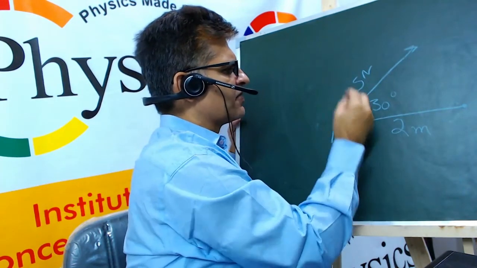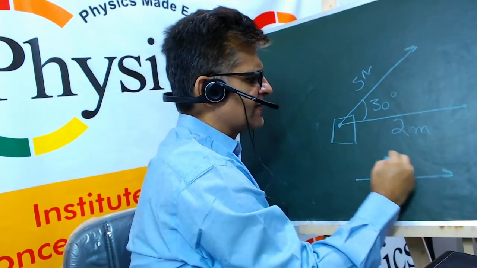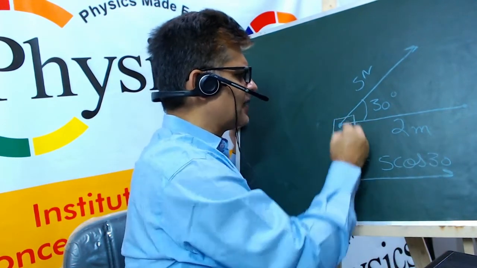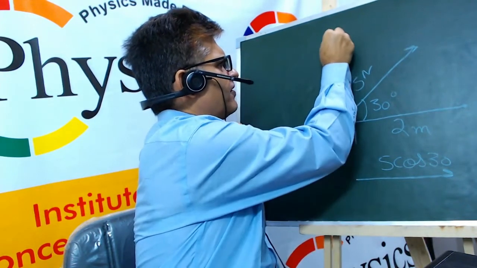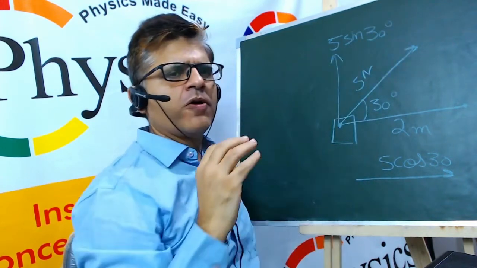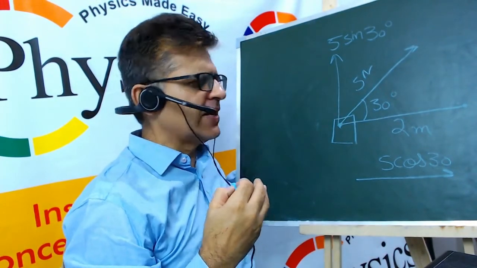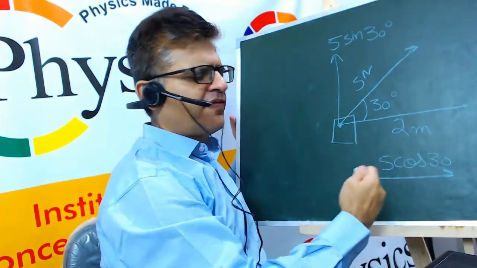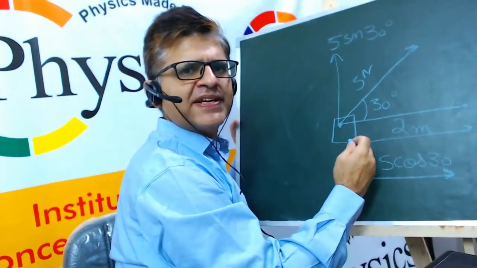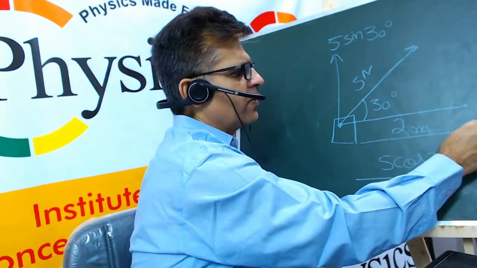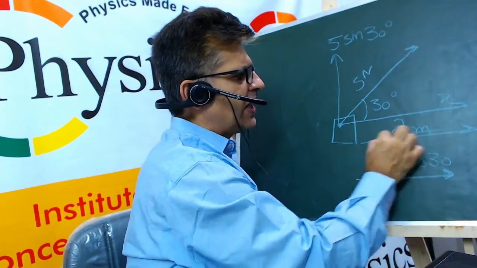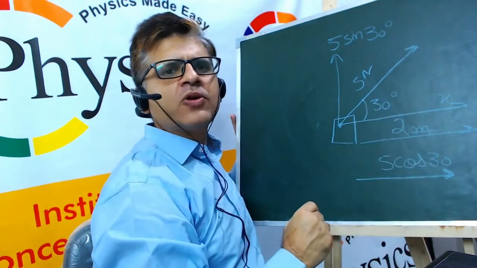The 5 newton force can be resolved in two parts. The first part is 5 cos 30, and the second part is 5 sin 30. Now, as per the definition of scalar product, the force component which is parallel to the displacement is the one that contributes to work done. See that displacement is in this direction, which is the x-axis, and the component of the force which is along the displacement contributes to work done.